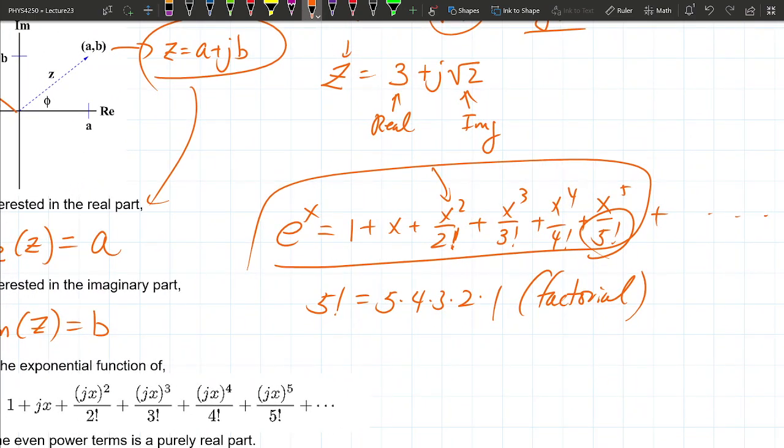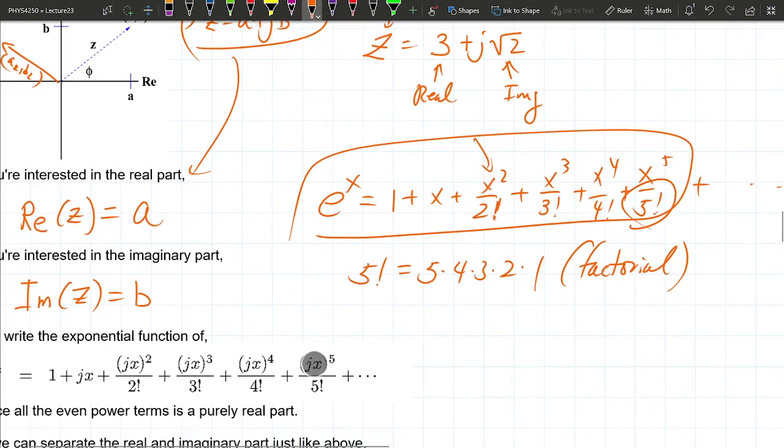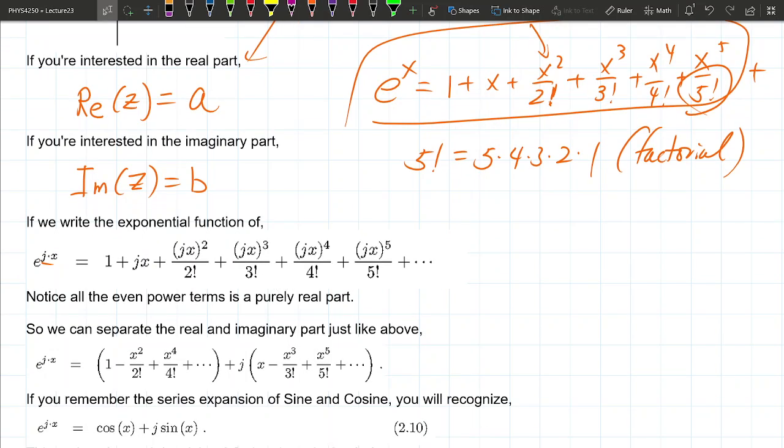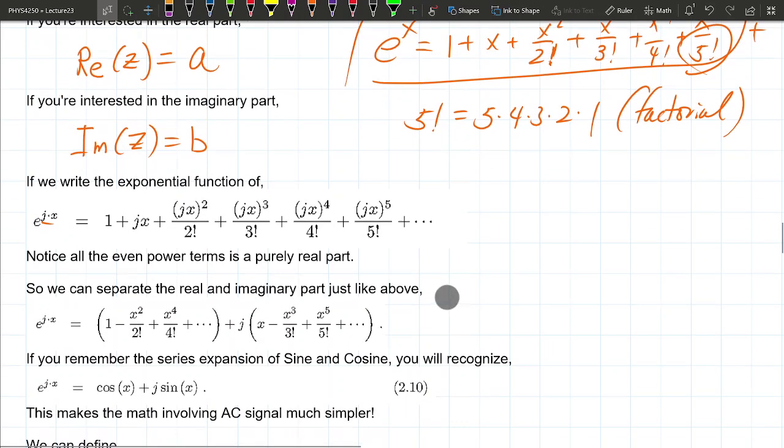But what you can do, instead of thinking about it in terms of x, is think about it in terms of j times x, the imaginary square root of -1, times x. So the same formula applies. Instead of writing x, I have to write j in front of the x everywhere. I'm just writing j's everywhere. Why am I doing this?